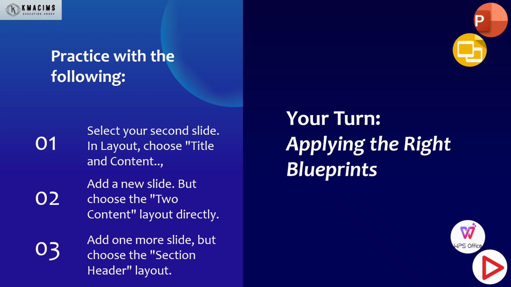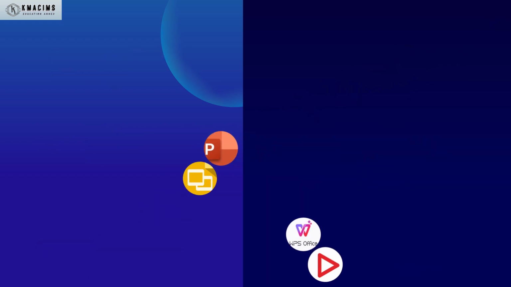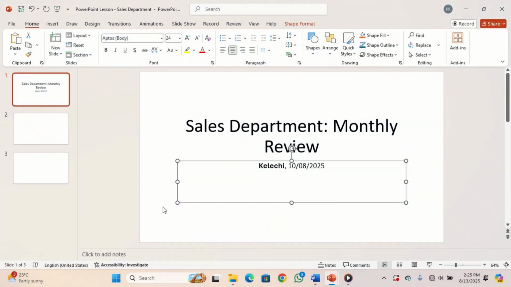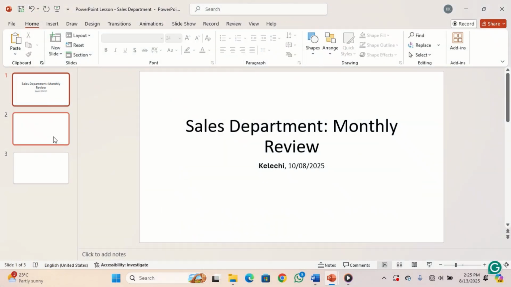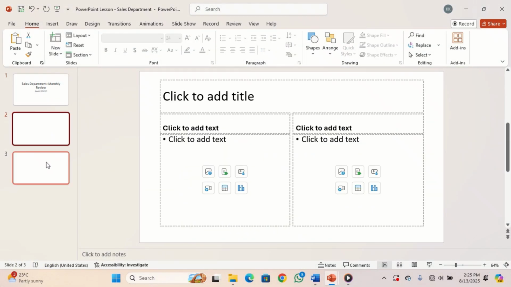Let's get some hands-on practice. Open your monthly update presentation. 1. Select your second slide. Go to Layout and choose Title and Content. Click in the title placeholder and type Agenda.